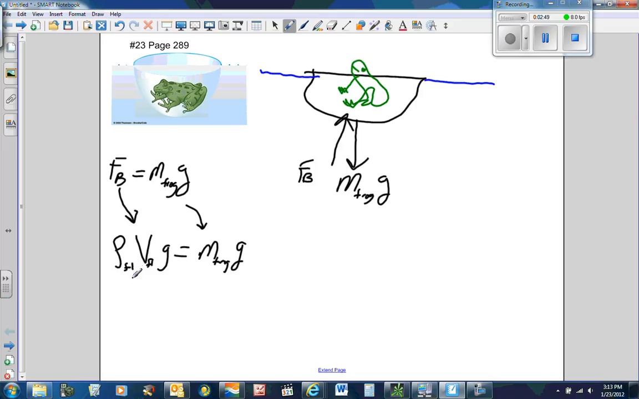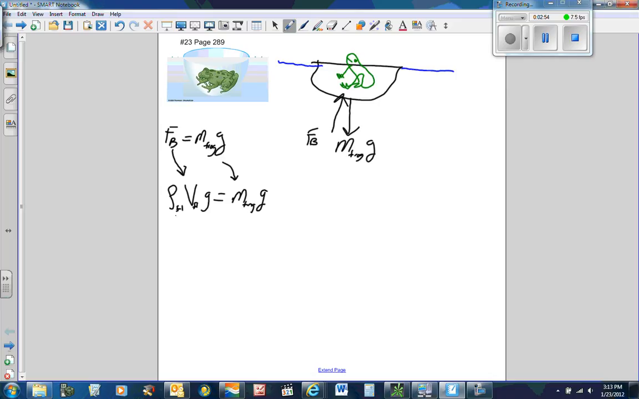All right, so do we know all these? Well, they give us this number here. This number here, they tell us, is 1.35 times 10 to the third kilograms per meter cubed. That's what that number is. Now, if the frog was in water, that would be 1,000, but the frog's not in water. It's in some unknown fluid with a density of 1.35 times 10 to the third, basically 1,350, times volume. How do I find the volume of the water displaced?